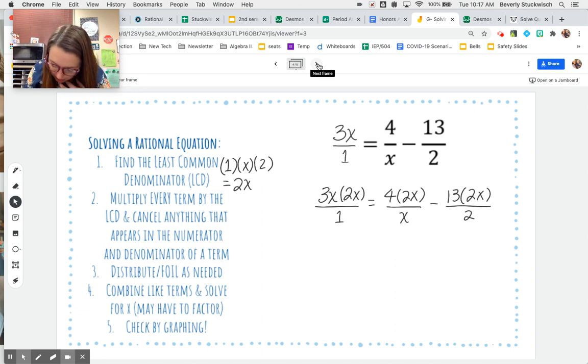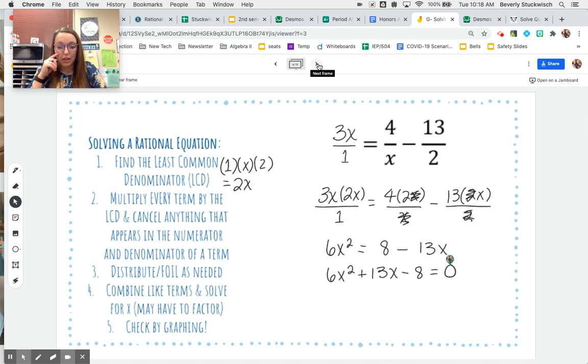Okay, so that simplifies to 6x squared over 1. We don't have to write the 1. This simplifies to 8. The x's cancel. And here the 2's cancel, 13x. Okay, we're going to have to factor or use the quadratic formula. I like to keep the x squared term positive. I think it's easier to factor. So I moved everything over to the left.